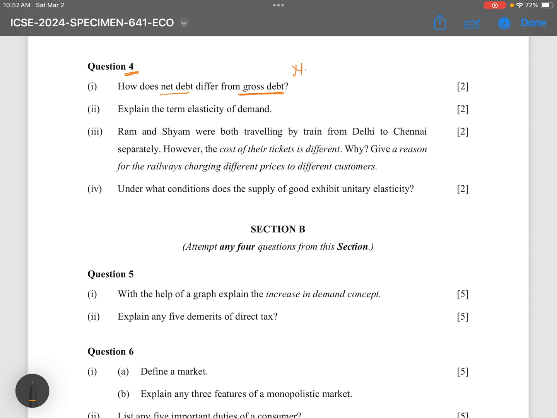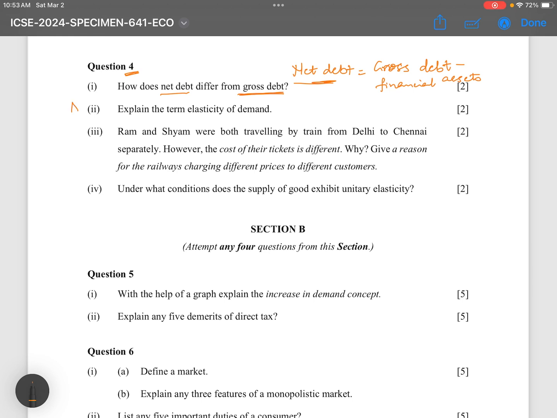So net debt is basically gross debt minus the value of the government's financial assets. Whatever they own in terms of financial assets, when you subtract that from gross debt, that becomes your net debt. It can be cash, investments, loans. So basically this gives you a better idea of the government's financial position.